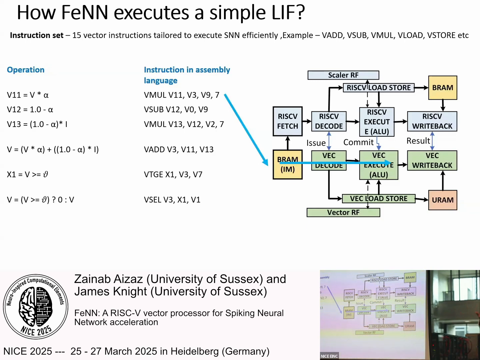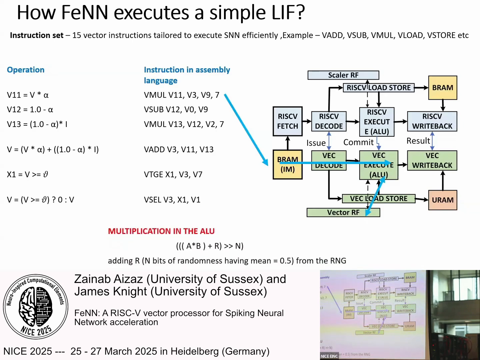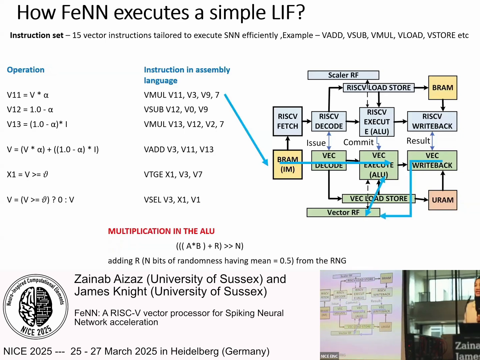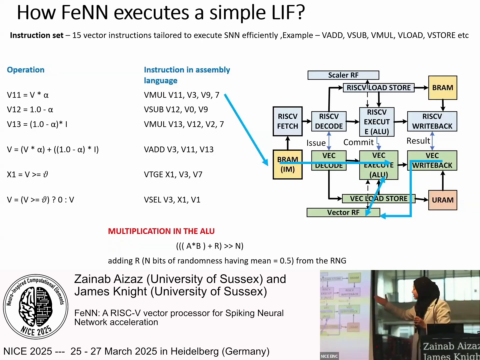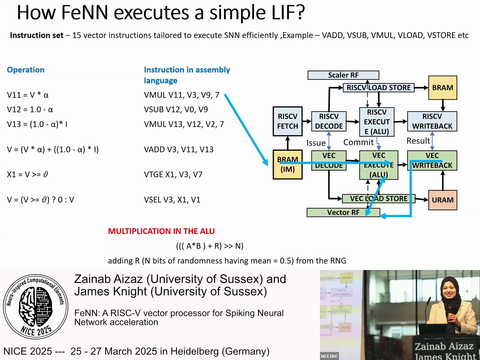Then the execute unit is where the arithmetic and logic unit is. It performs multiplication, right? Because it's a VMAL. And I'll explain what randomness is, but let us go for this first. And then it multiplies and writes back. This is how a VMAL is executed in FeNN, and this is how other instructions will be taking place. I hope you got it.